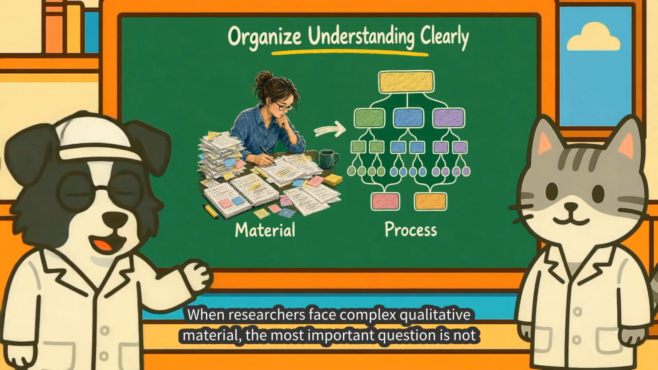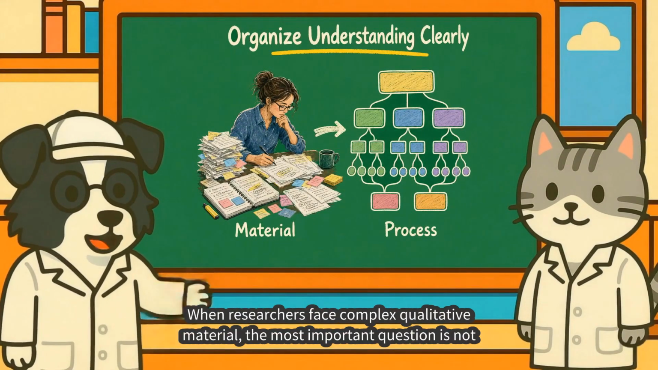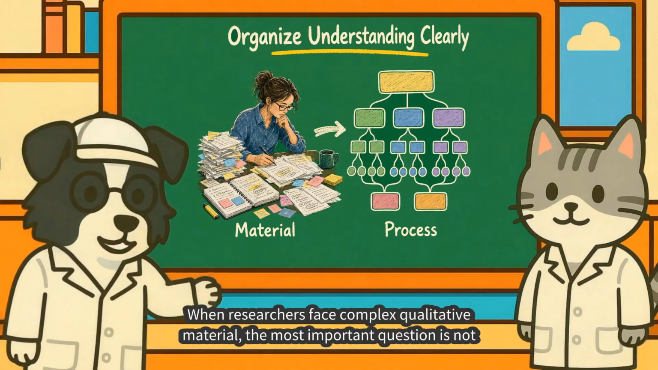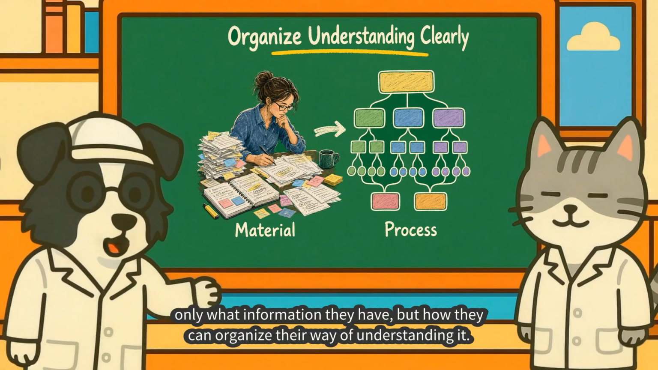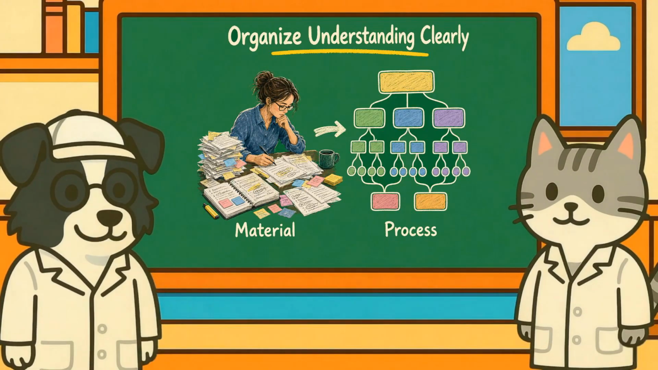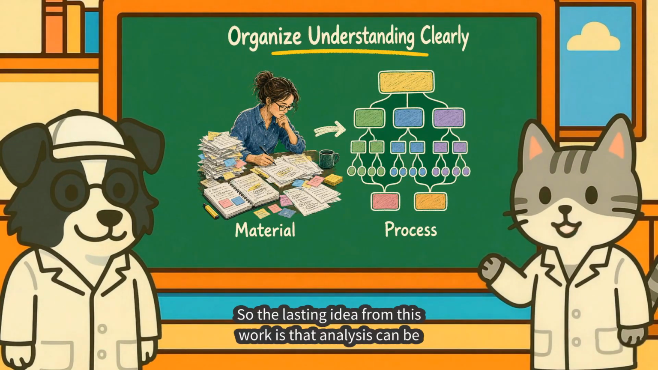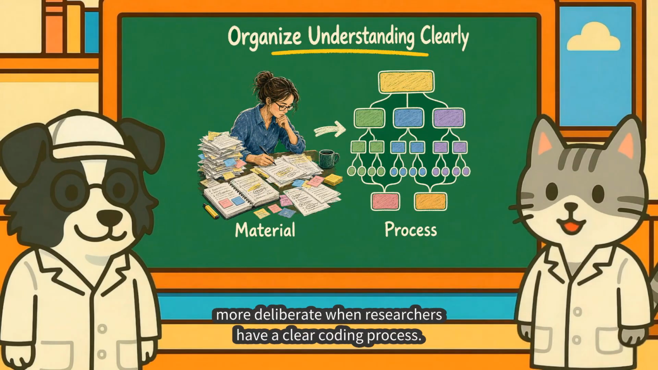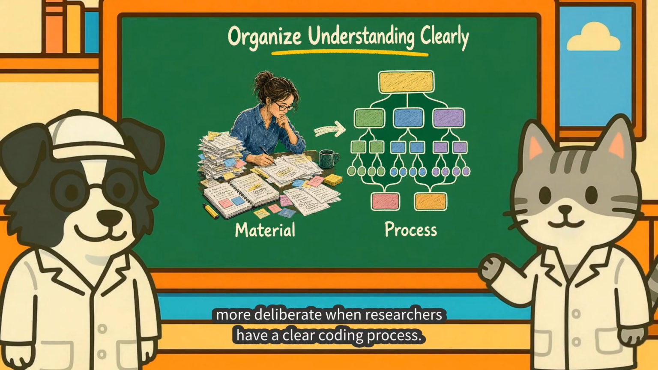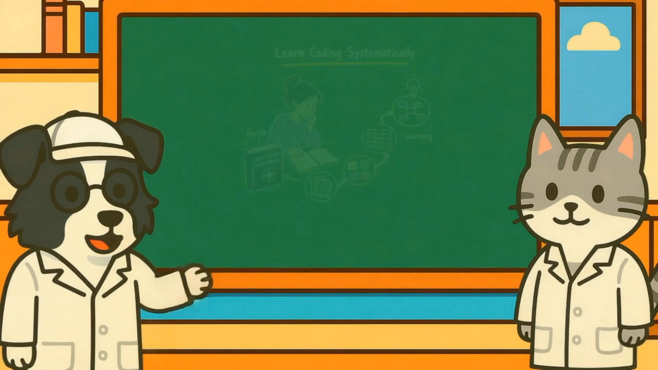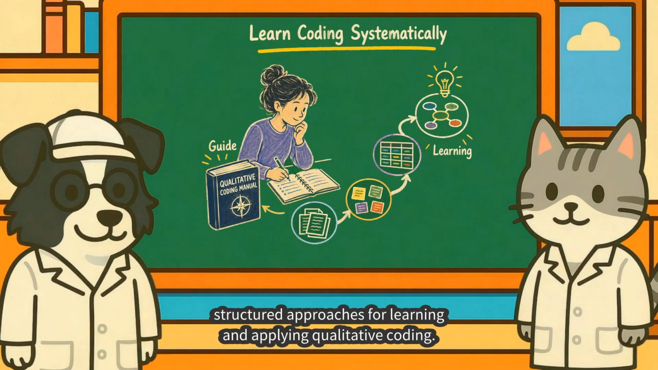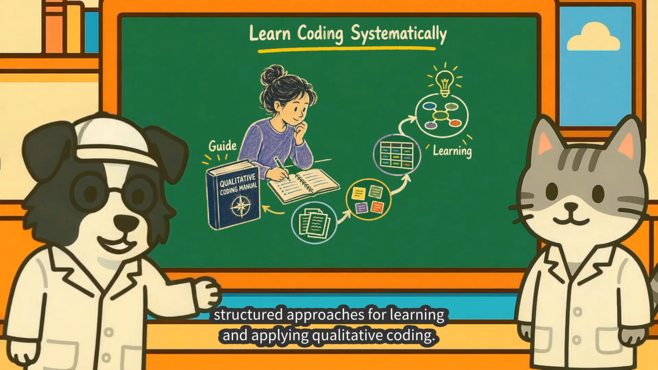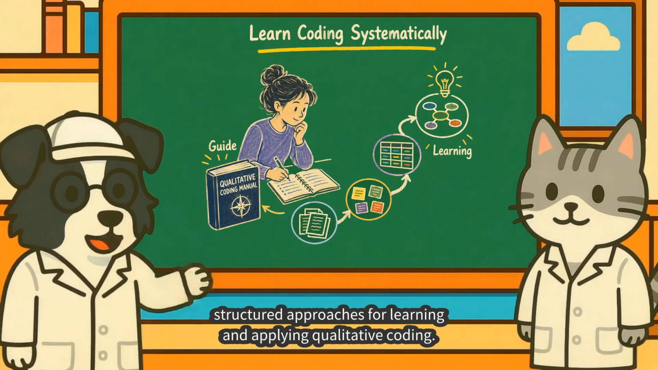When researchers face complex qualitative material, the most important question is not only what information they have, but how they can organize their way of understanding it. So, the lasting idea from this work is that analysis can be more deliberate when researchers have a clear coding process. Exactly. The Coding Manual for Qualitative Researchers shows the value of structured approaches for learning and applying qualitative coding.